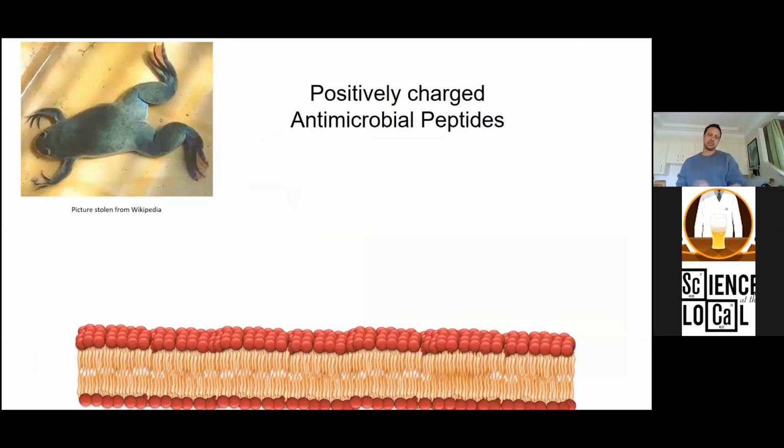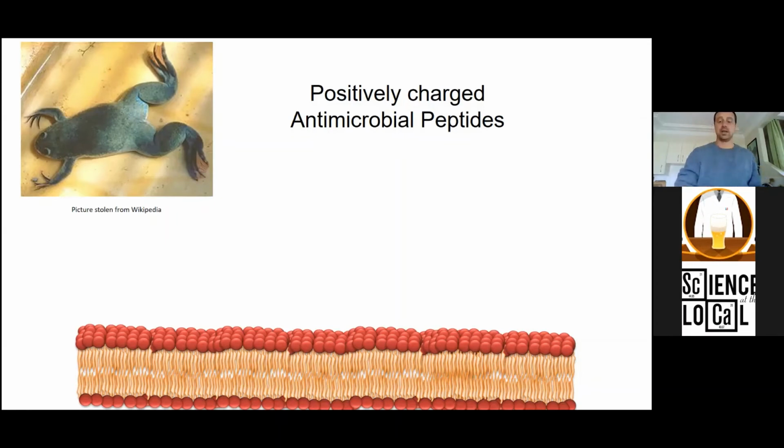Well, this particular frog here, called the South African clawed frog, swims in dirty, filthy water, and in its skin, it produces peptides that are antimicrobial. And it's producing those peptides to defend itself. Now, these antimicrobial peptides are positively charged molecules. Now, if you remember back to what I was saying before, bacterial membranes have negatively charged lipids in them.